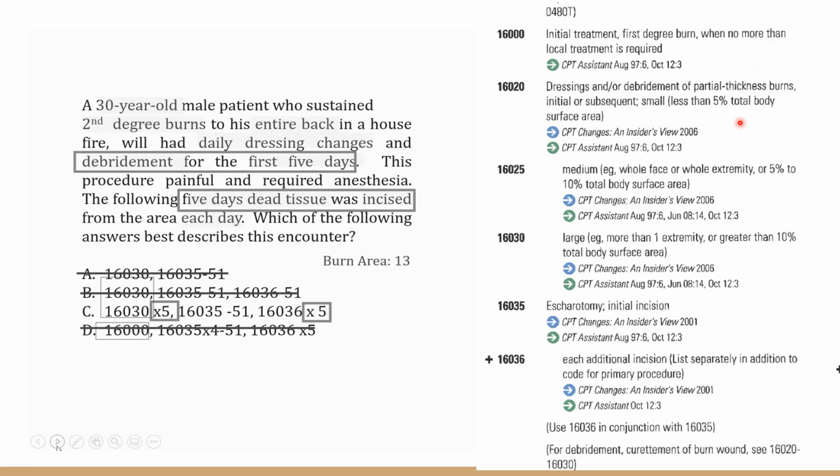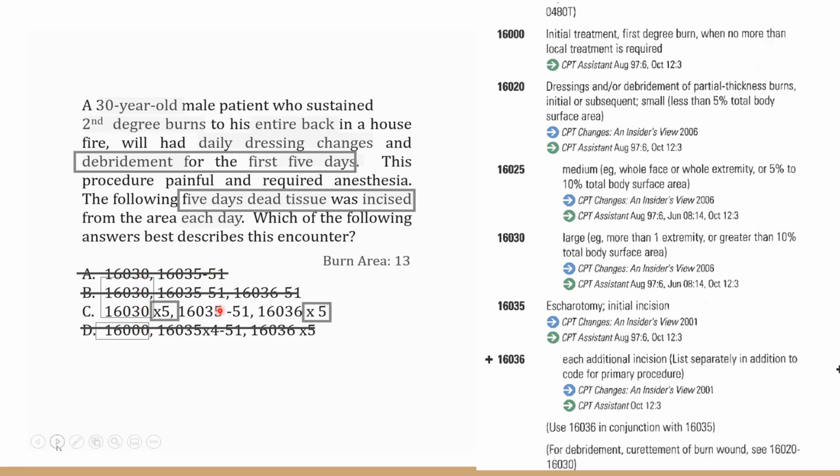What is our area? Our area is the entire back. And if you remember in the ICD, we always have the rule of 9. The trunk is 18%, and because of that we will require the larger area, because it is greater than 10%. What they have said is the full trunk, and in this case we will require code 16030. So definitely it is not A, B, or C.